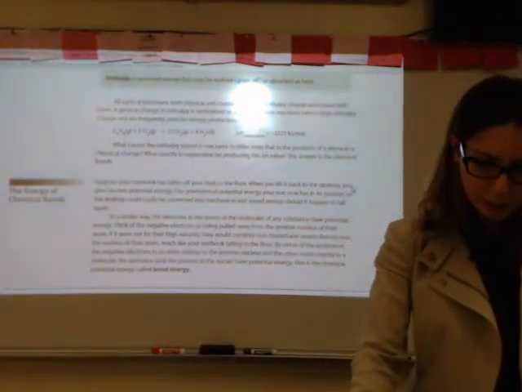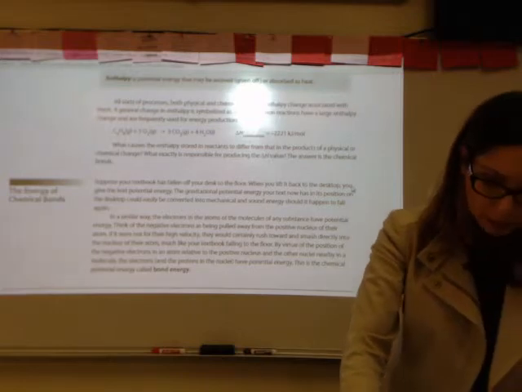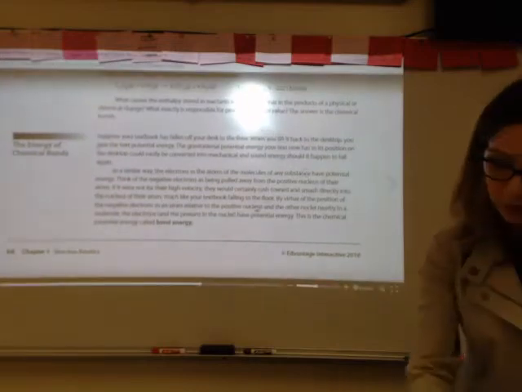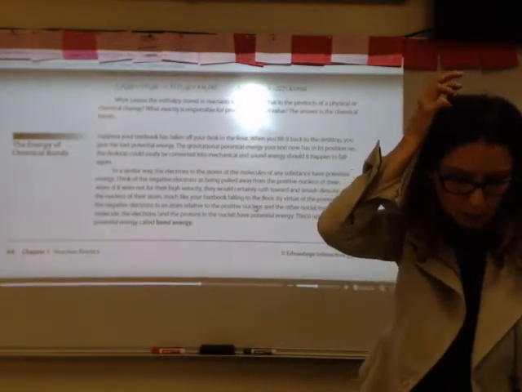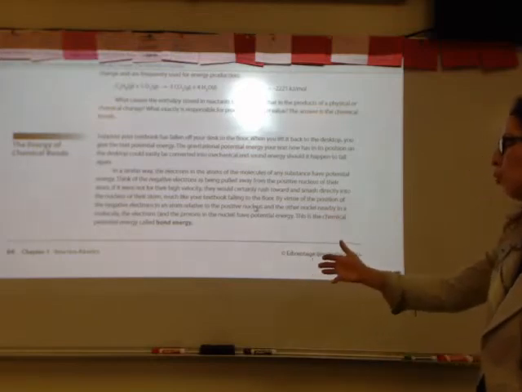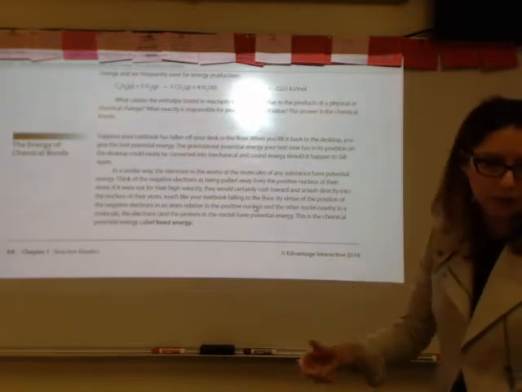What causes the enthalpy that's stored in reactants to be different from that stored in products? Well, it's going to be the chemical bonds. The energy of chemical bonds is related to the electrons in atoms and molecules, and they have potential energy. If we pull those electrons away from the positively charged nucleus of their atom, there's that potential energy between the two, and we call that bond energy.